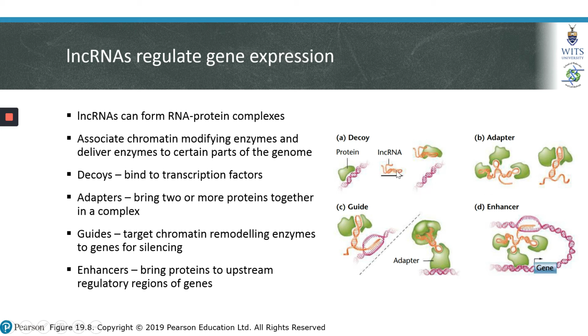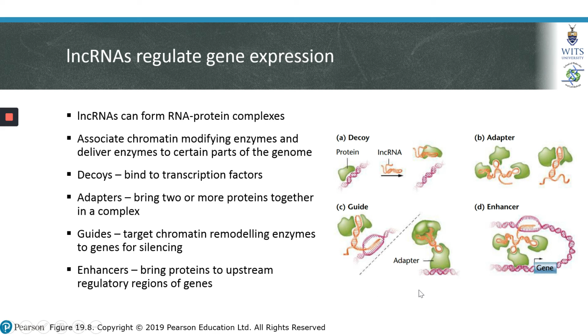Since long non-coding RNAs can bind to both protein and DNA, they can act as guides. In this way, long non-coding RNAs are able to target chromatin remodeling enzymes to specific genes for silencing. Here's an example in the form of a picture. We have a guide long non-coding RNA that is recruiting 2 chromatin remodeling enzymes or proteins to a specific location in the genome by binding both to the proteins as well as to the DNA sequence.